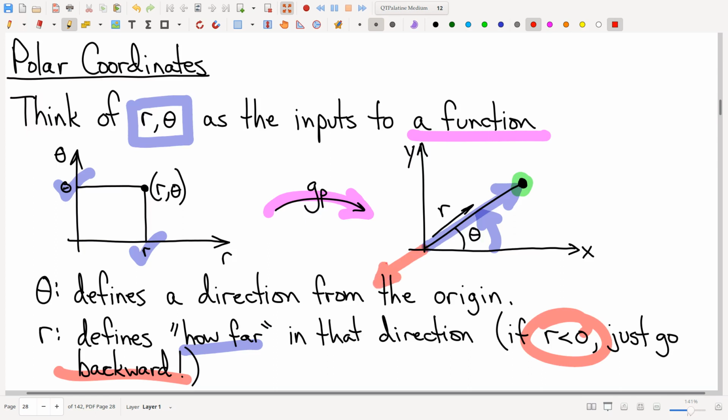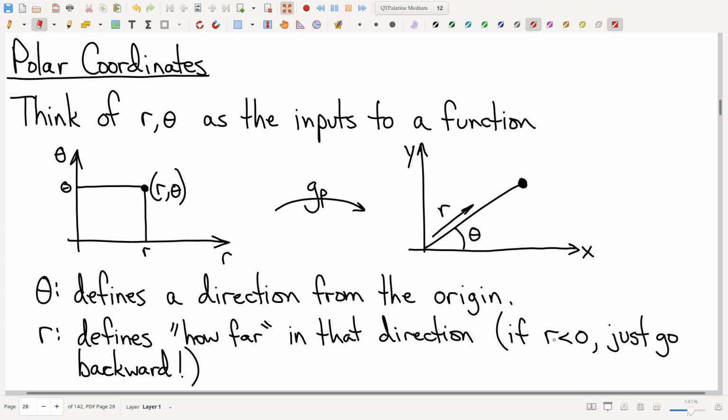Perfectly fine for R to be negative. Okay. How are we doing? Is everybody with me so far? Okay. So what's nice about this is a sometimes really convenient way to describe a location, right?